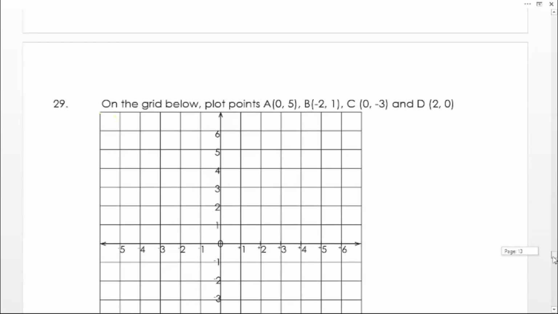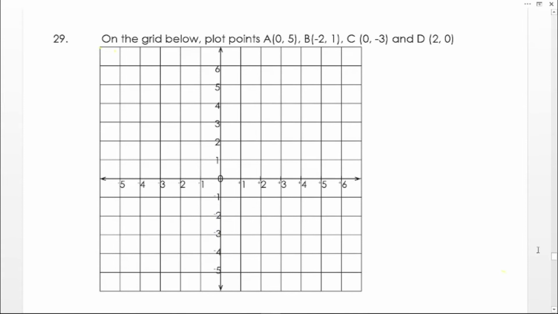Okay, now let us move on. Number 29. On a grid below, we have to plot this. So we are moving x and y. On the x-axis is 0. We move up 5 steps. So we are going to put this one here, and this is going to be point A, which is 0 and 5. Then point B, -2, we are here, and 1 on the y-axis is going to be here. So we name this point B, which is -2 and 1.